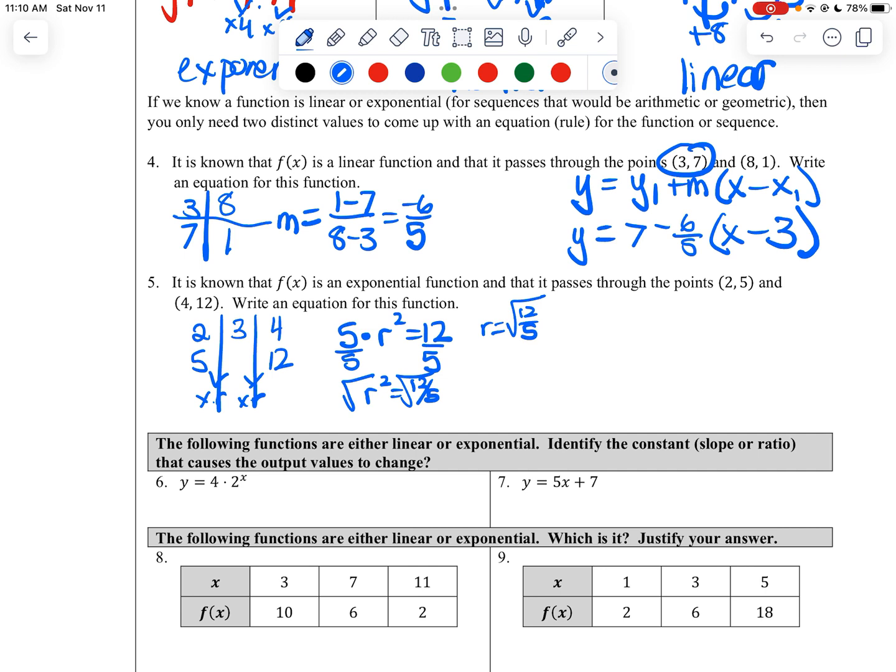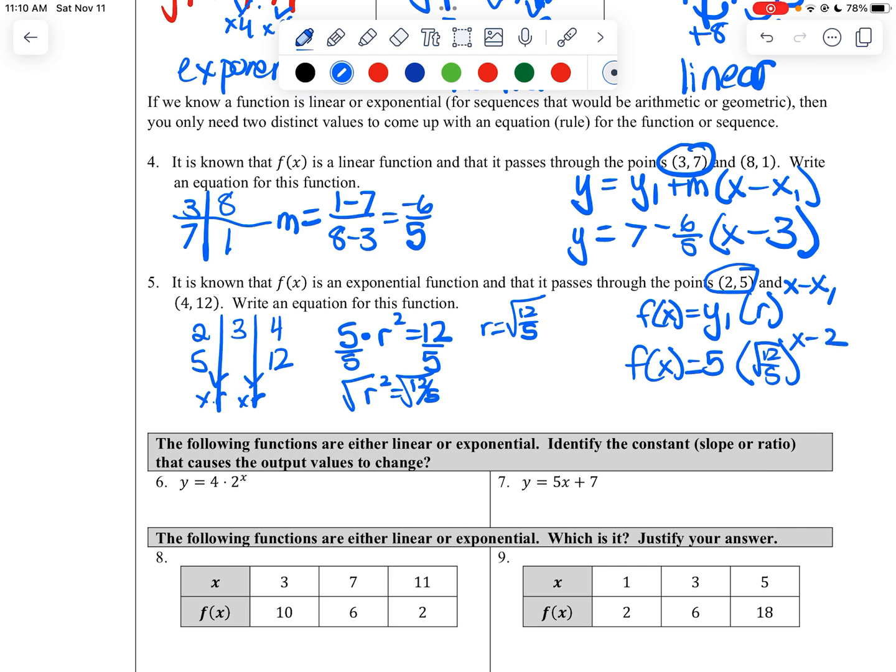So now for our point, again, we can use our equation f of x equals y1 times our ratio to the x minus x1. So f of x equals, we could choose either point, I could do this, so 5 times the square root of 12/5 to the x minus 2. Again, very similar. It's like saying we know our second term, so we're starting with that second value.